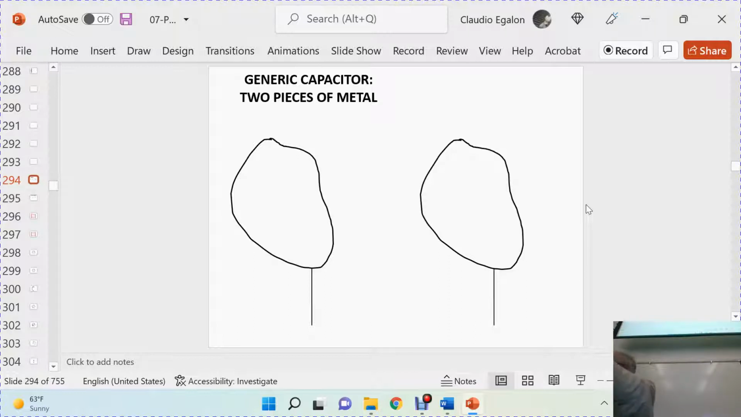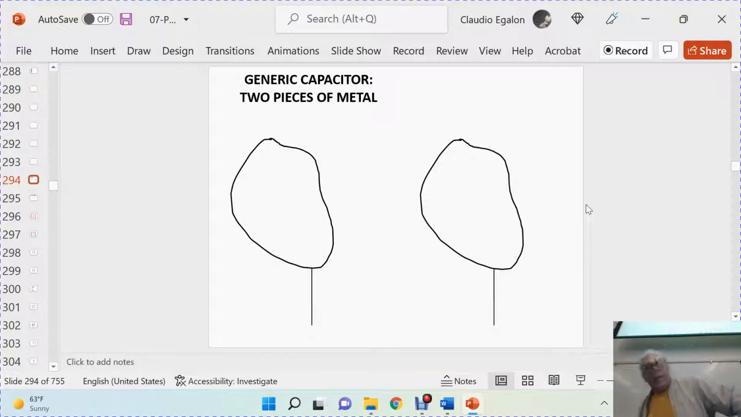Let's see, I don't have two pieces of metal. Oh yeah, here you go. I have one here, another. So let's say, if this guy is electrically insulated, and this other is also electrically insulated, we can say that those two metals can be a capacitor. Okay, that's the most generic way of defining a capacitor.